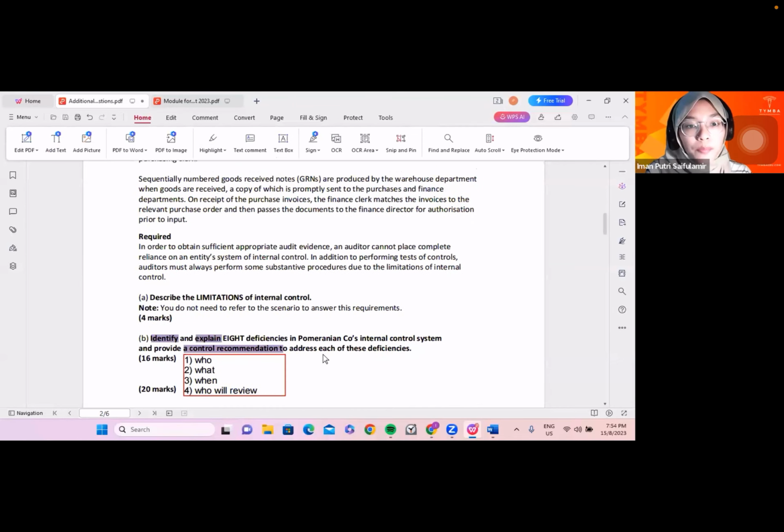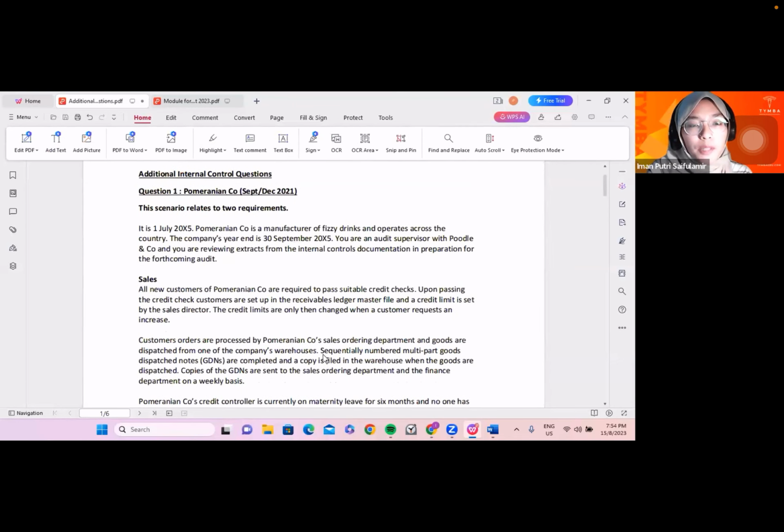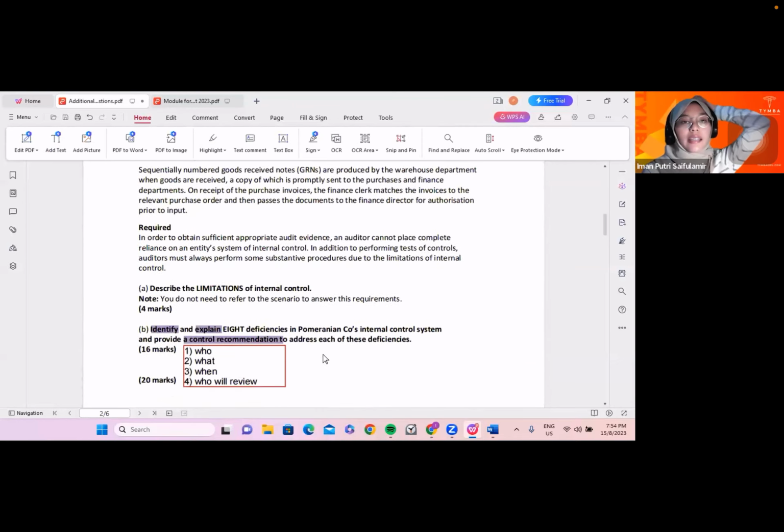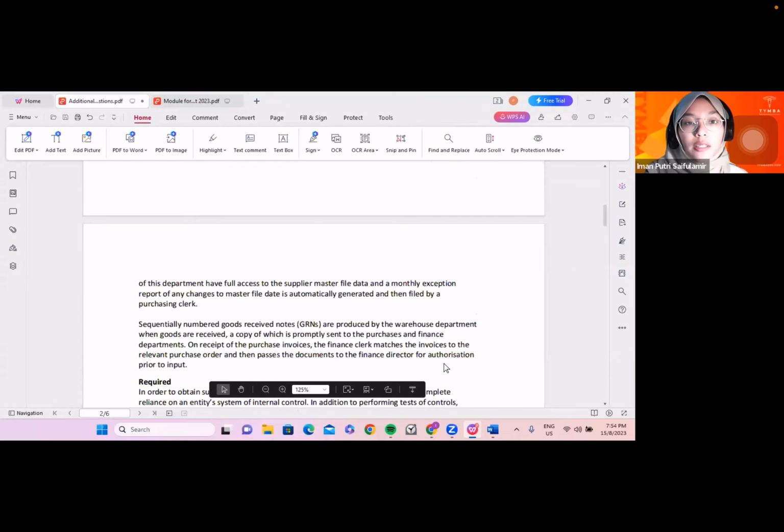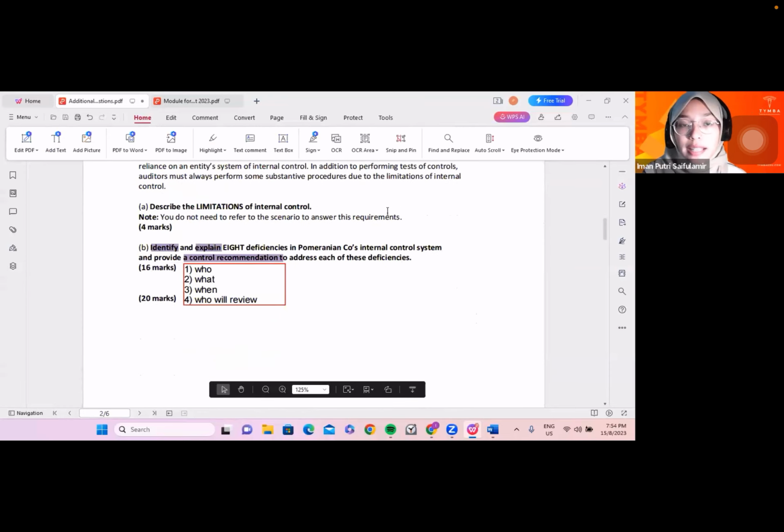Because it's a very short scenario, can you guys just highlight? I'll give you guys 5 minutes just to highlight and read through this scenario. So by 8 o'clock, let's discuss in more detail this question of Pomeranian Co. Again, you guys can access these questions in your Timba Flex. Okay, see you guys at 8.